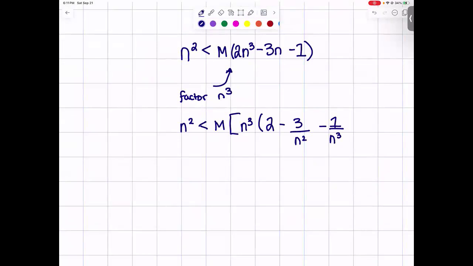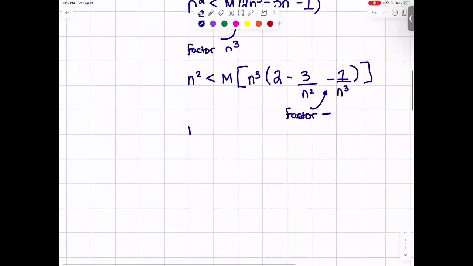Now, we've said before that we don't love all the negatives and stuff in here. So I'm going to factor a negative out of these two terms so that I can remove this one. So I'm going to go ahead and factor a negative out.